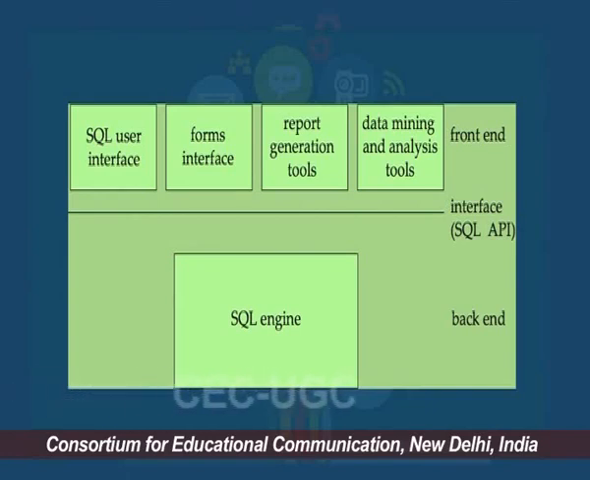In order to connect these front end functionalities and the backend functionalities available in the SQL engine, there is an SQL API, or it could be any other type of interface, such as a sophisticated application program. All the tools and interfaces given at the top of the figure belong to the front end, while the SQL engine given at the bottom of the figure belongs to the backend.